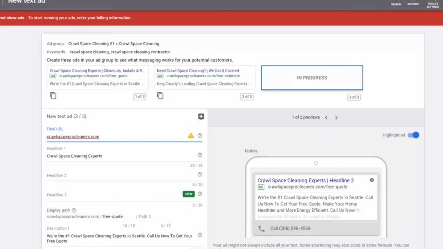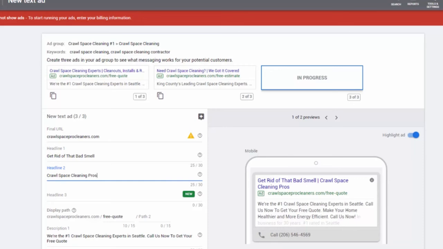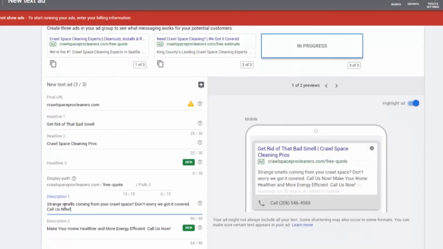All right, so now let's go ahead and add the direct benefit ad. So let's go to copy for the headline. Get rid of that bad smell. And then crawl space cleaning pros. And then the next headline, crawl space cleaning pros. Now let's get our description number 1. And so we have a question here. Strange smells coming from your crawl space? Don't worry, we got it covered. Call us now. And then we have description number 2. Let's go ahead and copy and add that in here. Okay, fantastic. So this is ad number 3. Get rid of that bad smell, crawl space cleaning pros.